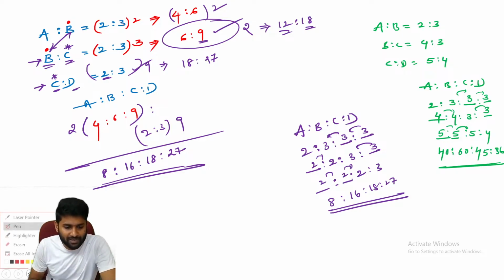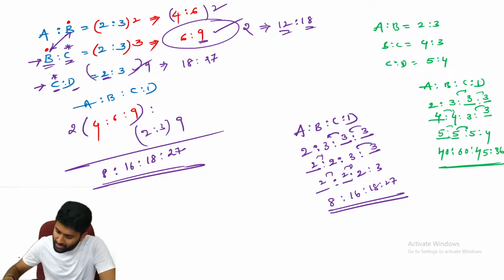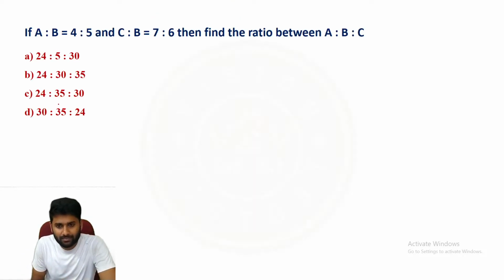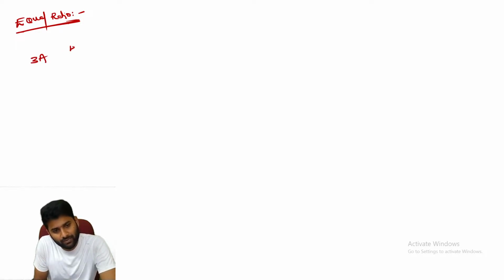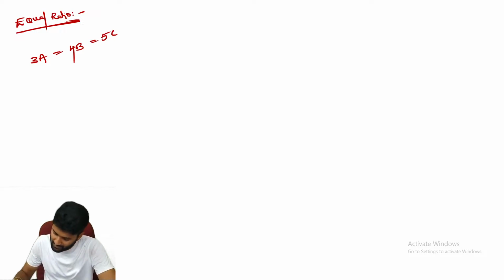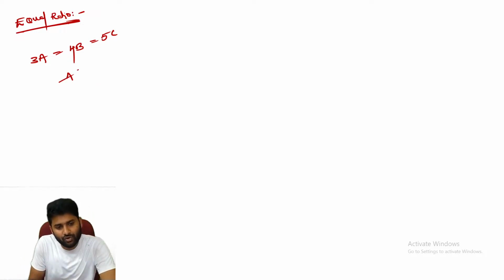So this is all about mixed ratio concept. Guys, if an element is common, you have to equate the values. That's a simple concept. Let's talk about the equal ratios. Guys, 3 times the A's value, 4 times the B's value, 5 times the C's value, which is the same. Now here the question: what is the ratio of ABC?